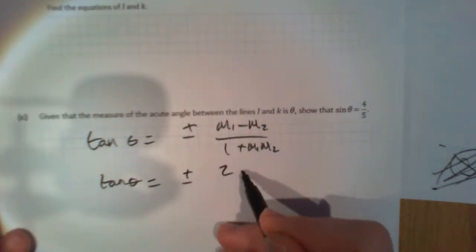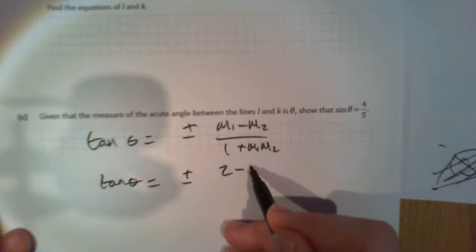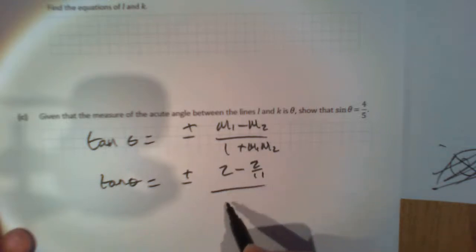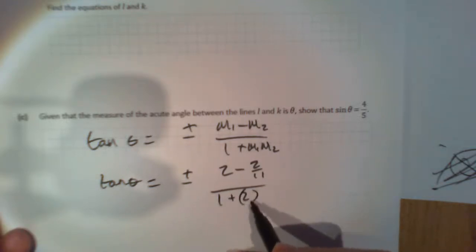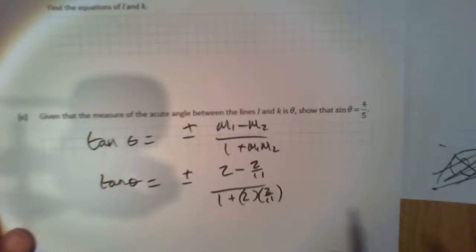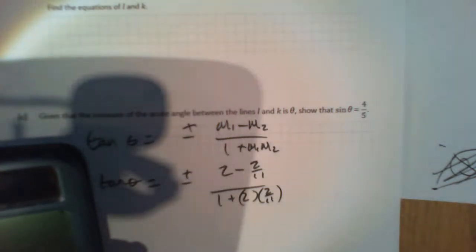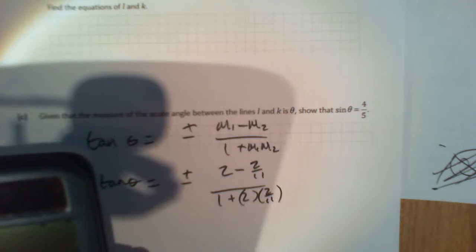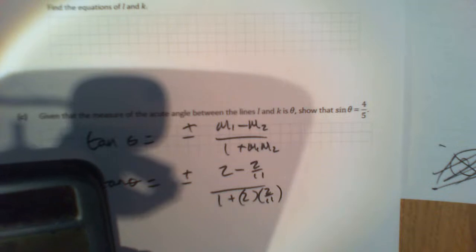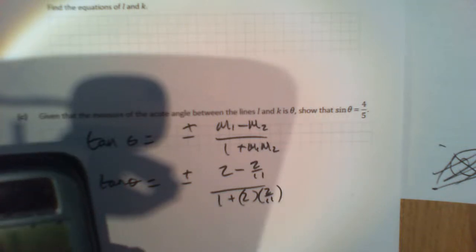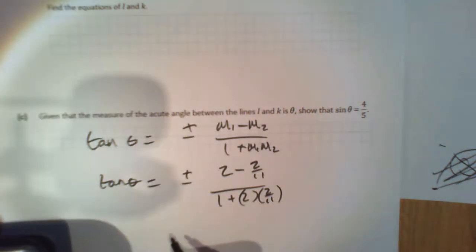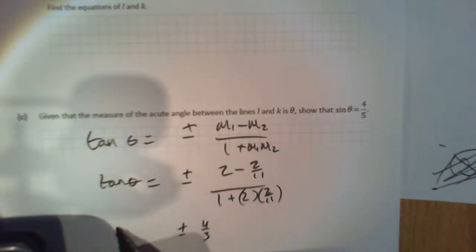So tan of theta is equal to plus or minus 2 minus 2 over 11, over 1 plus 2 times 2 over 11. So 2 minus 2 over 11, divided by 1 plus 2 times 2 over 11. That's 4/3. So it's plus or minus 4 over 3 is the tan of theta.